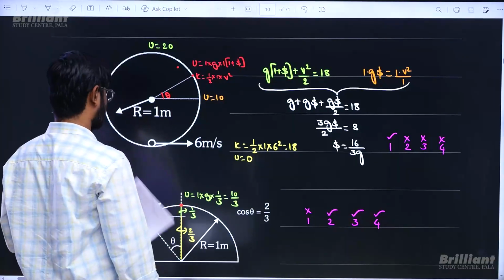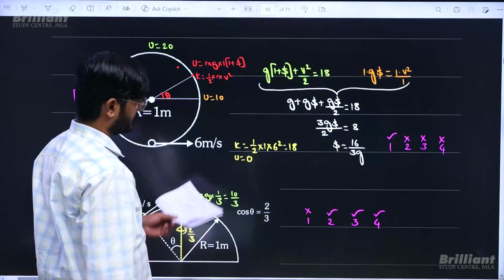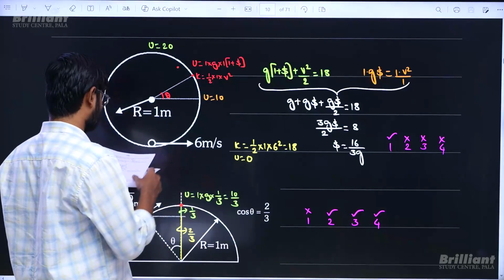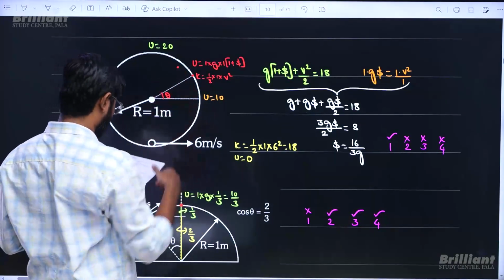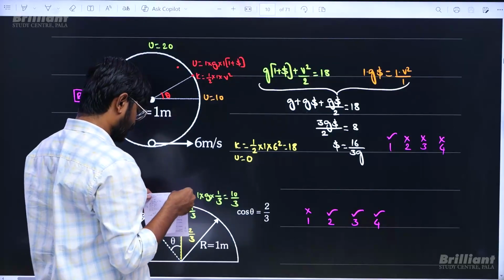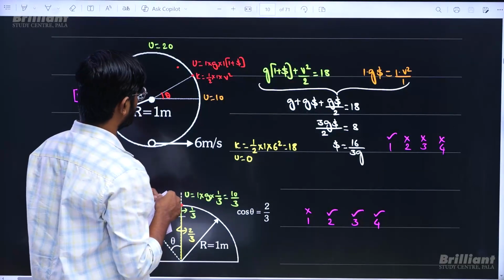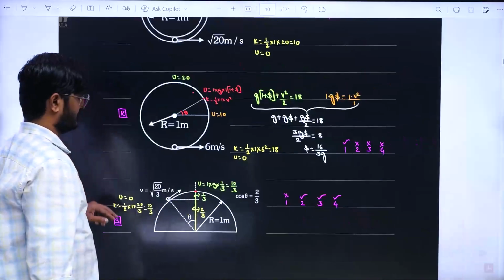Velocity of the body is 0 at the topmost point? No, it is projectile motion. Acceleration is 0 at the topmost point? No, it is free fall, acceleration is g. Normal force is radially outwards? There is no point of talking about normal force radially outwards.